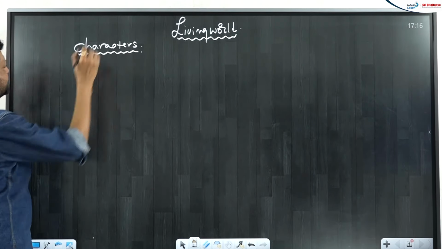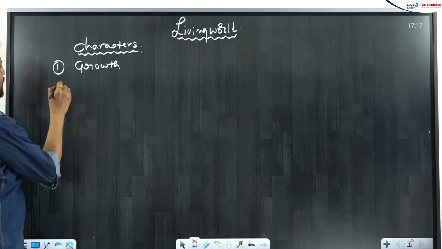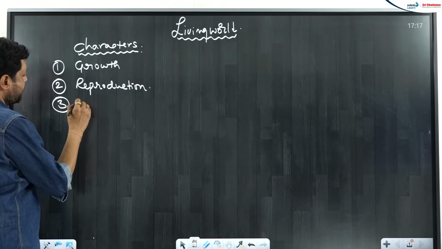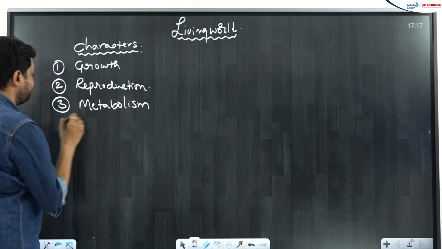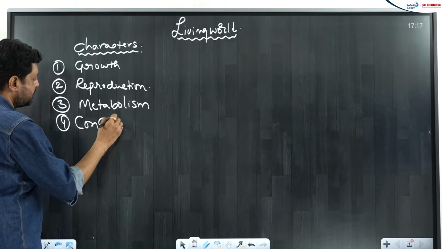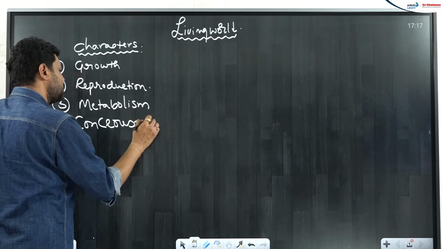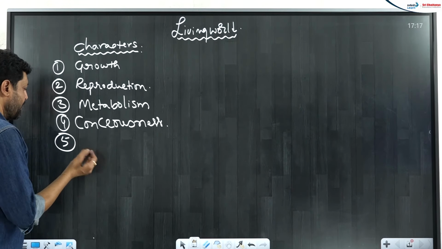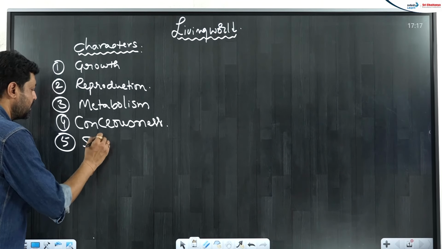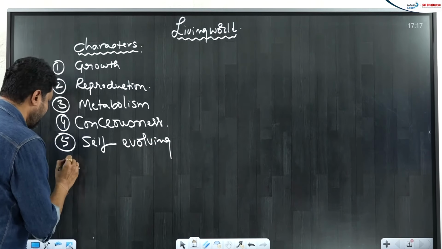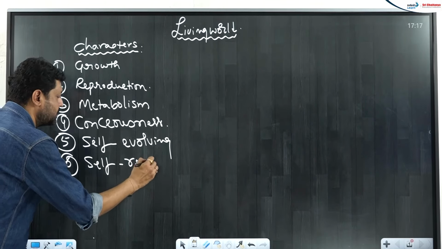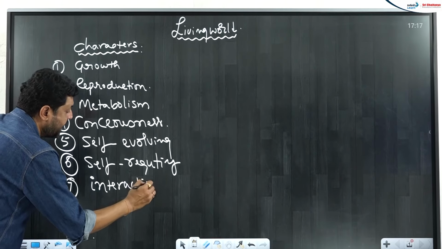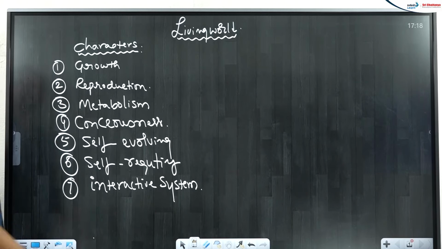So, living organisms and their characters. Let us say growth, second reproduction, third metabolism, fourth consciousness, and fifth, from the other side headings, not from the same side heading, self-evolving, self-regulating, interactive systems. So now this is a Section B question.